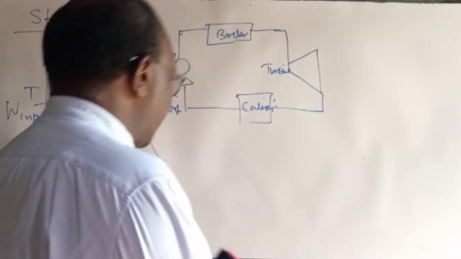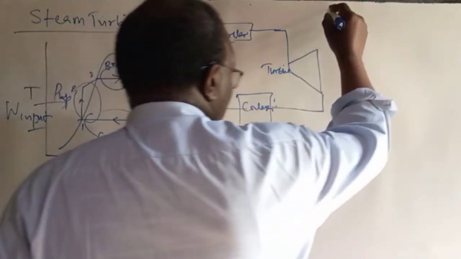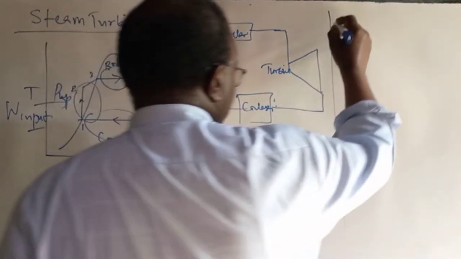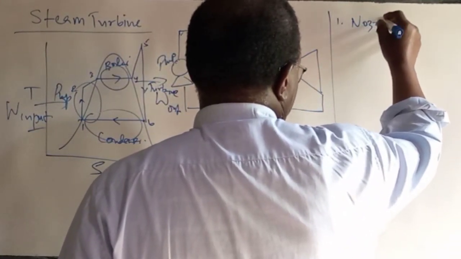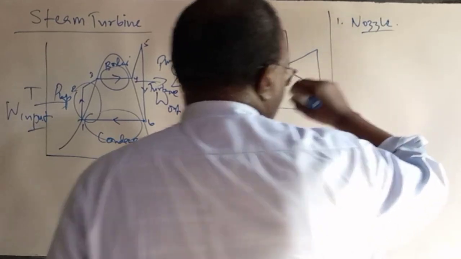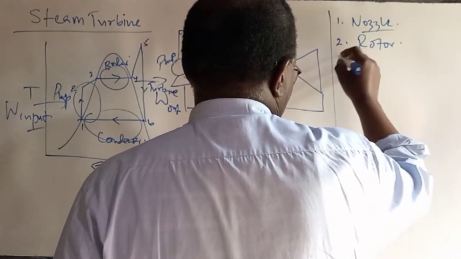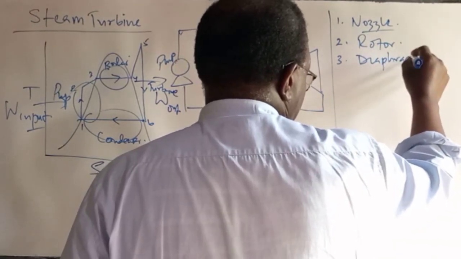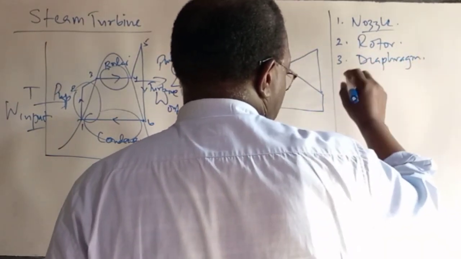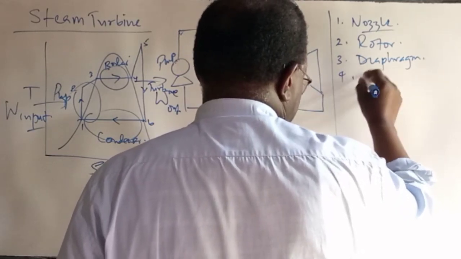Now, when we are talking about the turbine, we want to concentrate on just some few aspects of it. One, we want to look at the nozzle. We want to look at the rotor, and probably discuss something very vital about the diaphragm, and talk about the casing.